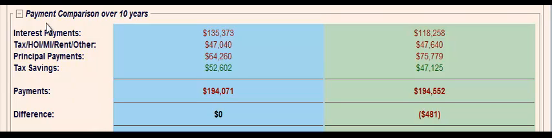The payment comparison functions just like the equity comparison, but it looks at the actual payments over the target time frame. So remember, the time frame sets the time frame for all of these categories, and I can expand or contract payments. But in the payment comparison, it's going to look at the total interest payments. So this would be the mortgage, any other liabilities, all liabilities associated with this transaction would fit into this category of interest payments. All taxes, homeowners insurance, mortgage insurance, rent, other, all of this would fit into this category here.